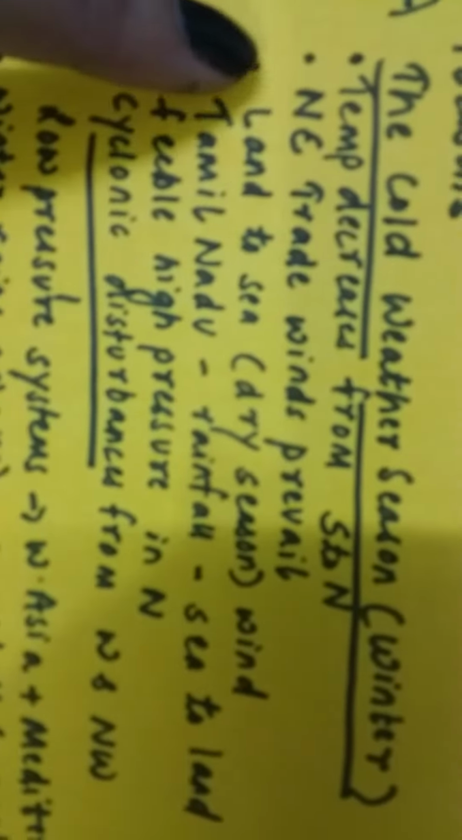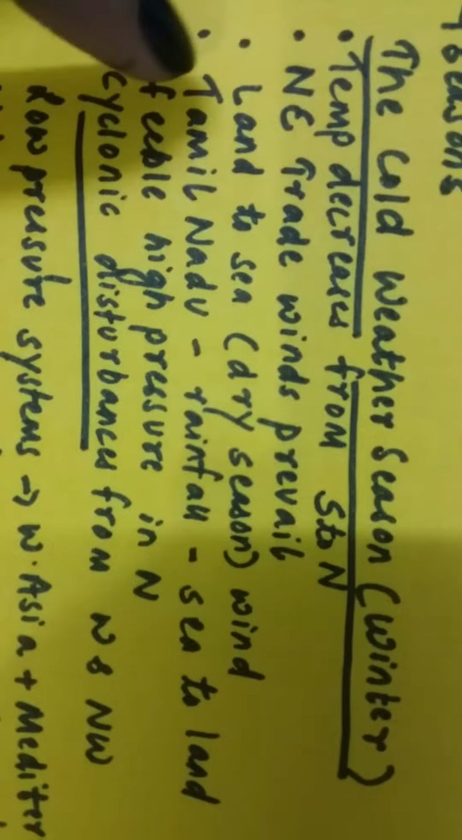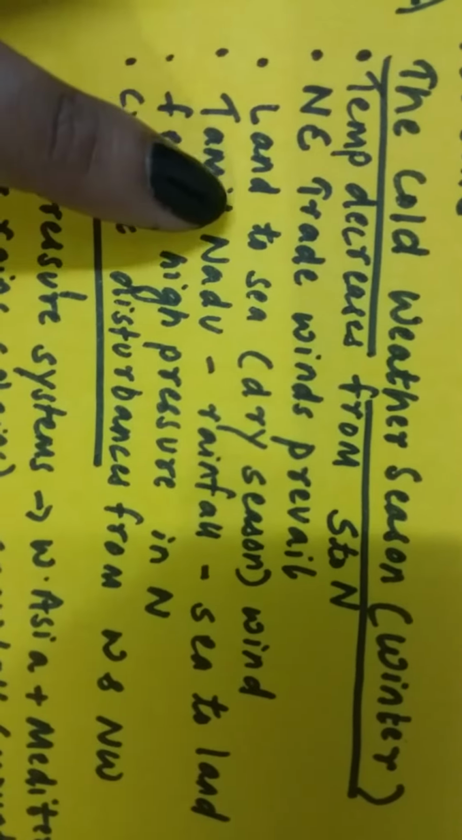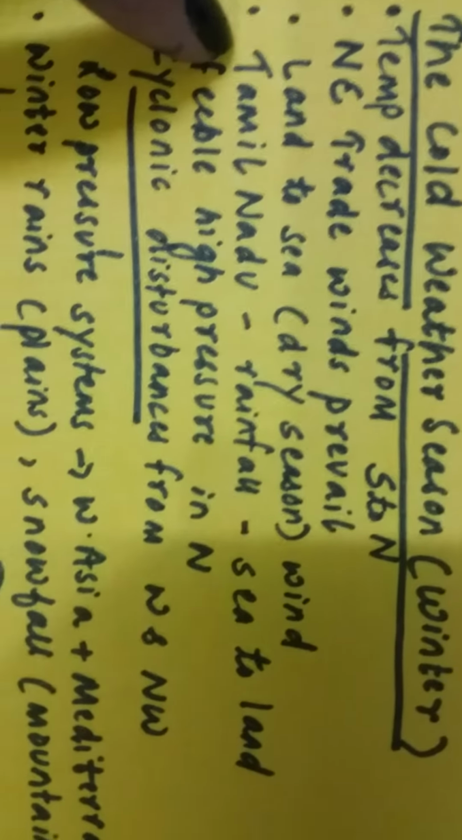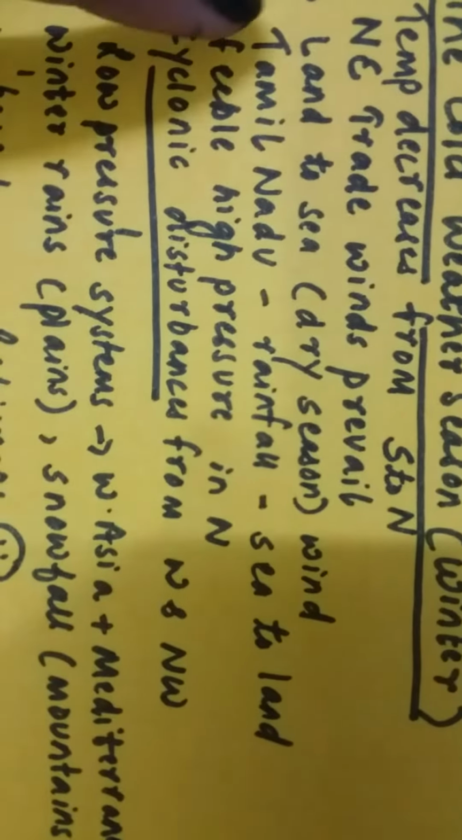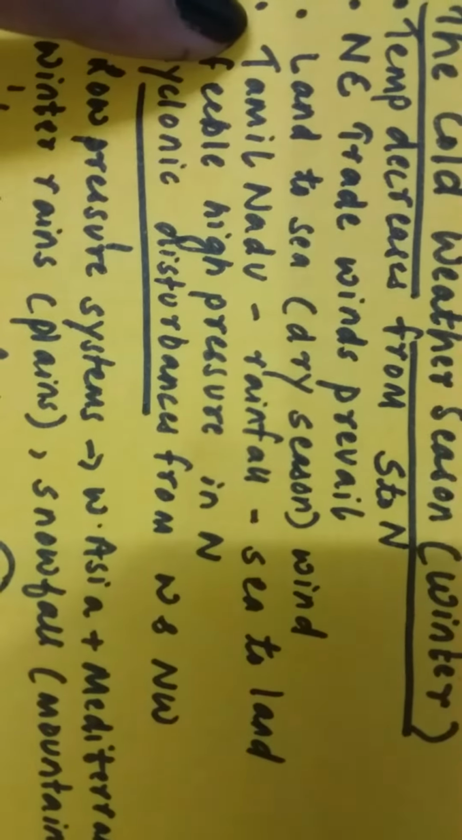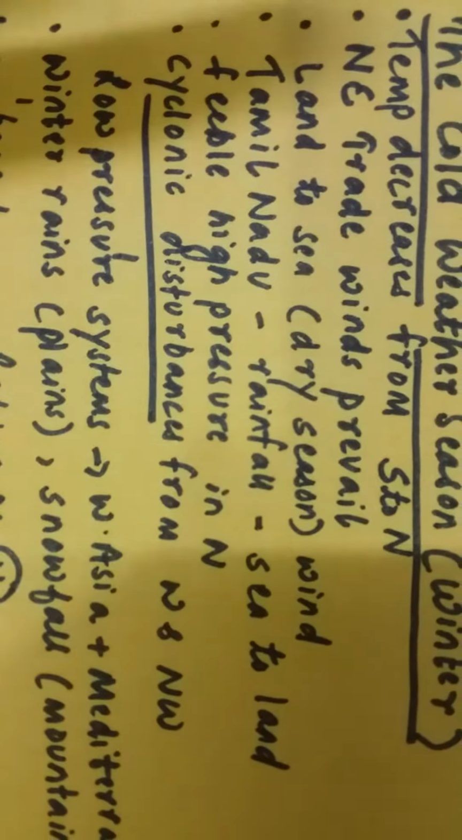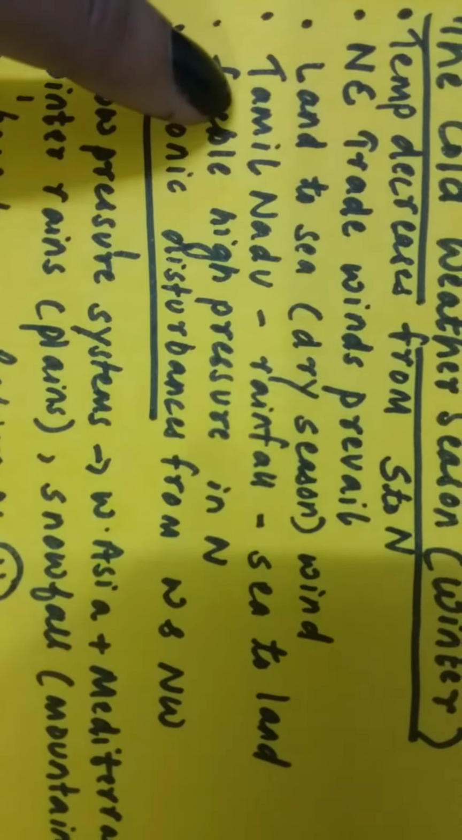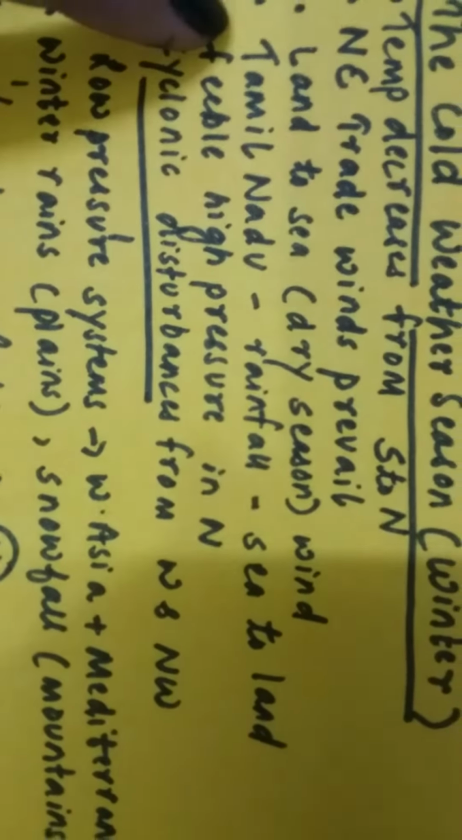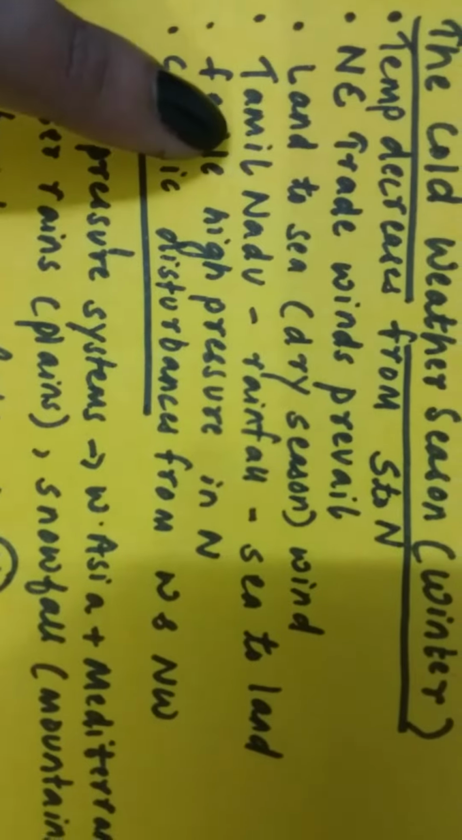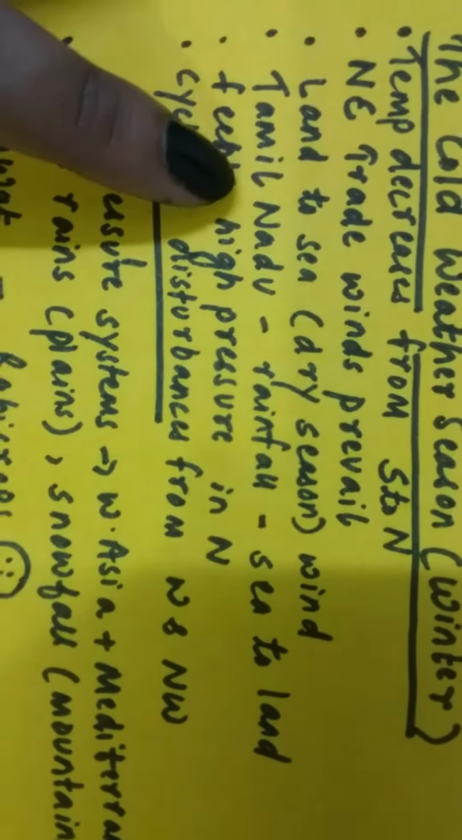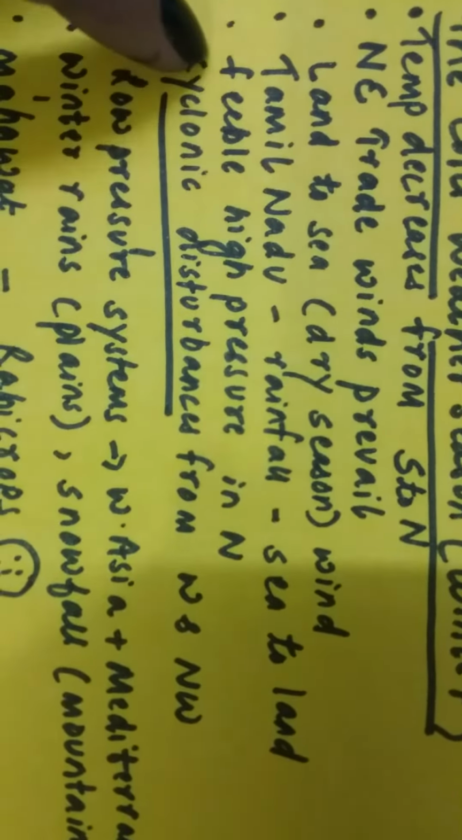So yeah, in winter temperature decreases from south to north, northeast trade winds prevail, and we can see a land to sea breeze, which leads to dryness and dry wind. But in Tamil Nadu, the reversal happens, where the wind blows basically from the sea to land. That is why parts of Tamil Nadu do receive rainfall from the moisture laden sea winds.